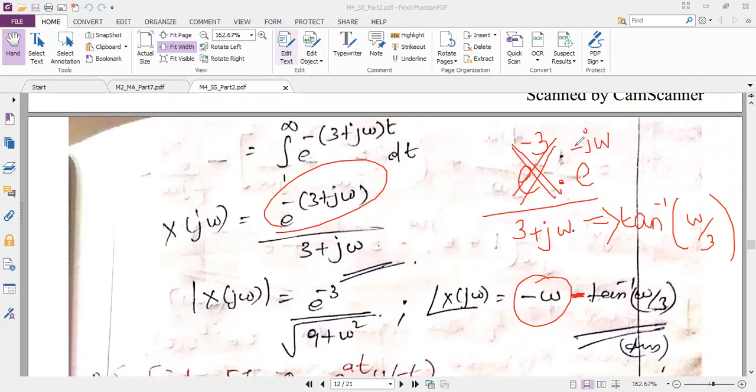So there is no real term here. It is just an imaginary term. So the imaginary term is applicable for your phase. So you just neglect this e and your j.